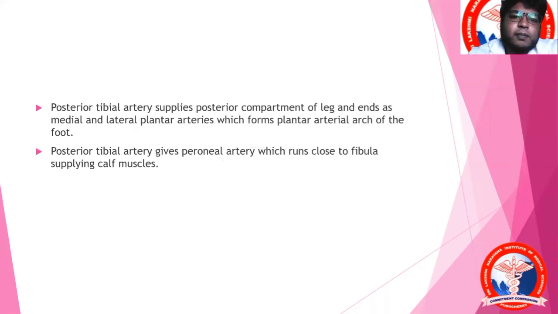Posterior tibial artery supplies posterior compartment of leg and ends as medial and lateral plantar arteries, which form plantar arterial arch of the foot. Posterior tibial artery gives peroneal artery, which runs close to the fibula, supplying calf muscles.